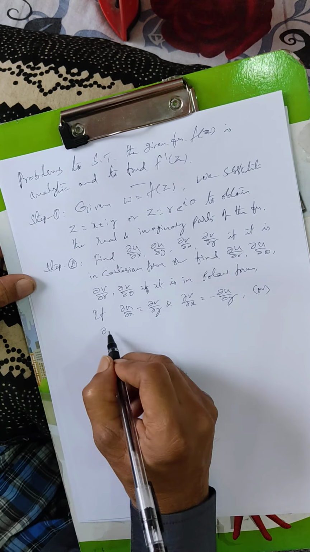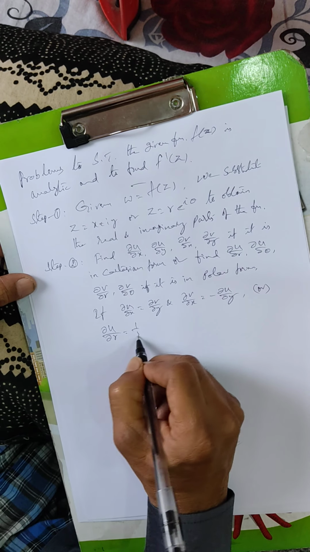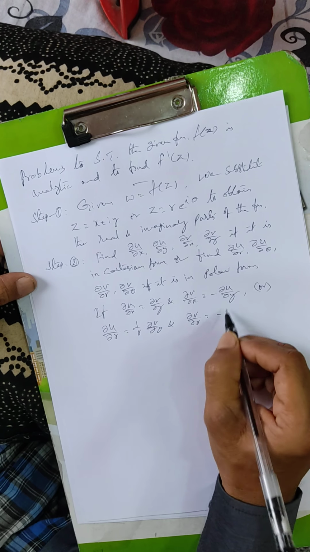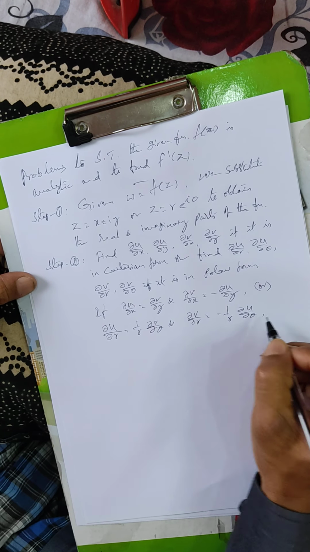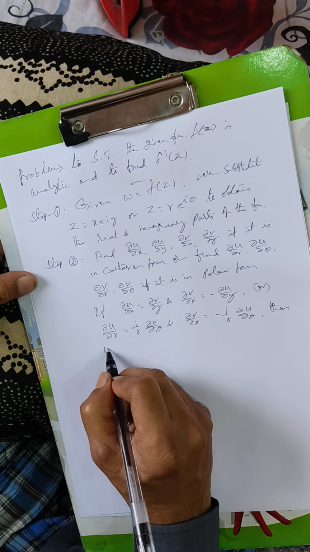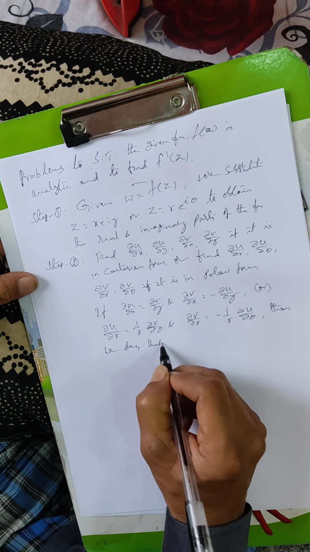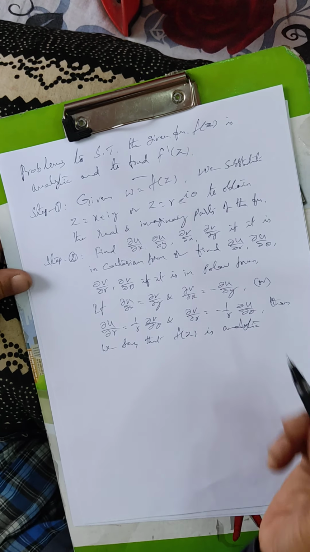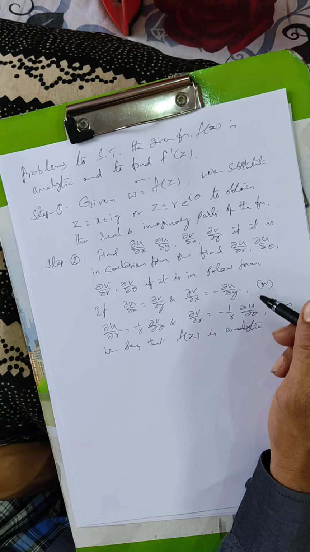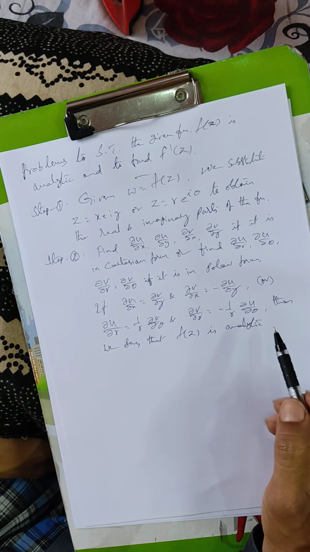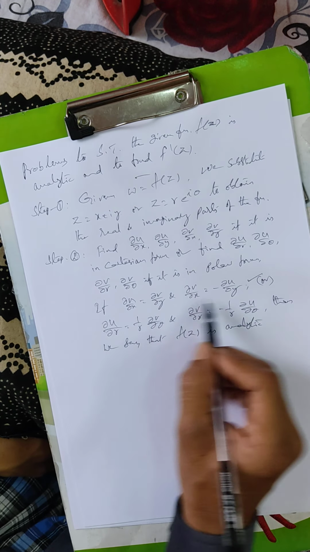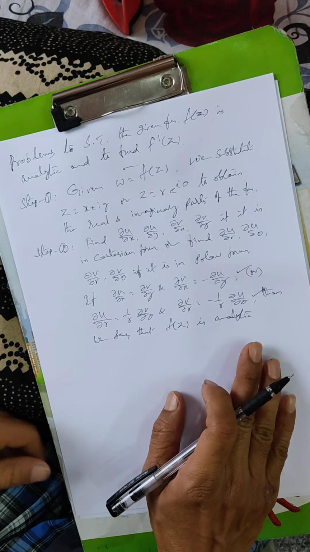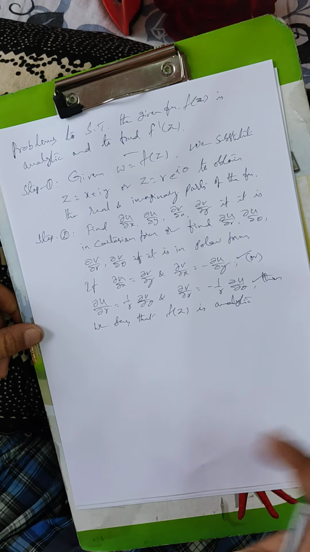or ∂u/∂r equals 1/r ∂v/∂θ and ∂v/∂r equals minus 1/r ∂u/∂θ, then we say that f of z is analytic. Of course, according to the case, it is either in Cartesian or polar. If it is in Cartesian, it will satisfy these two equations, and in polar this one, then you can say the function is analytic. That is the first part of the problem.